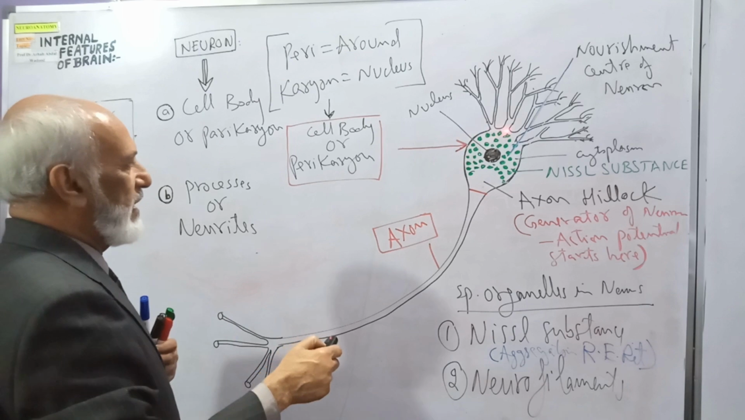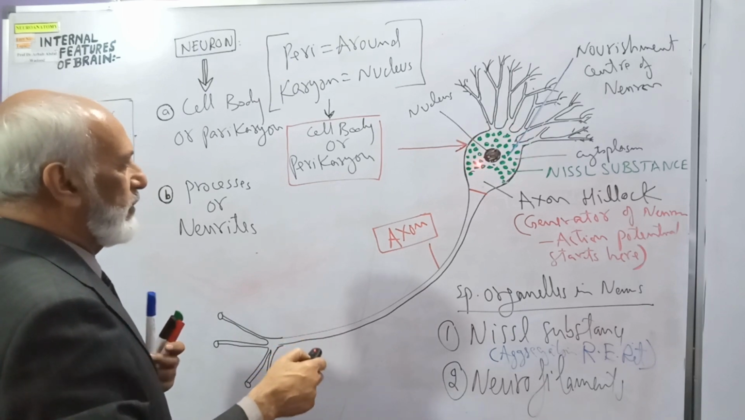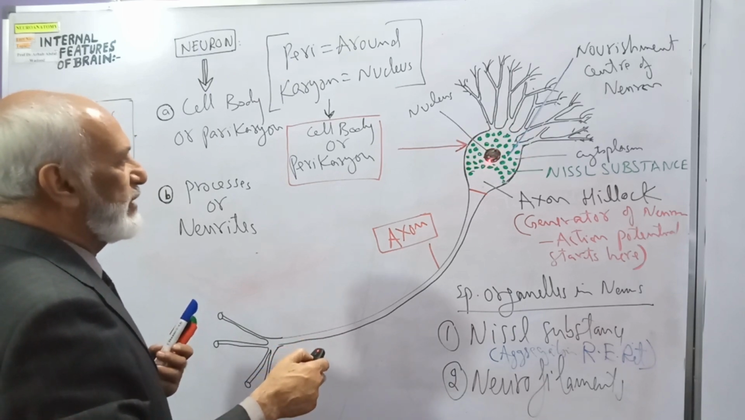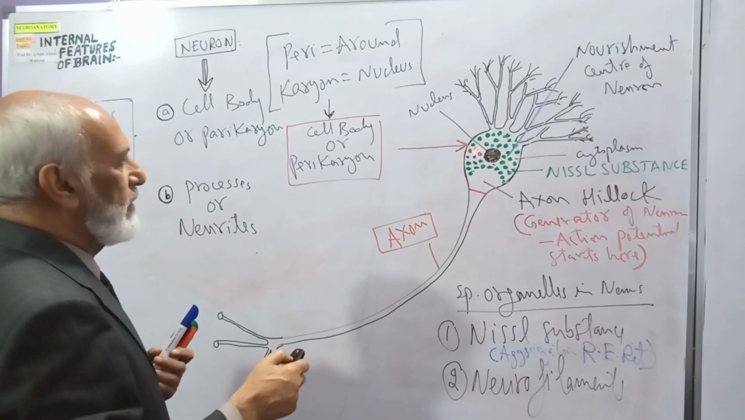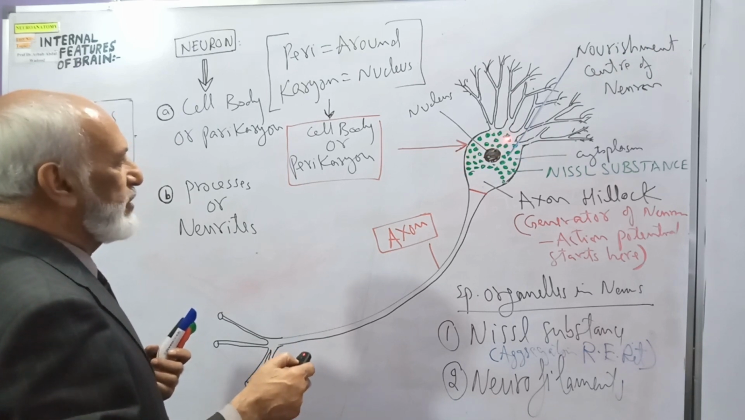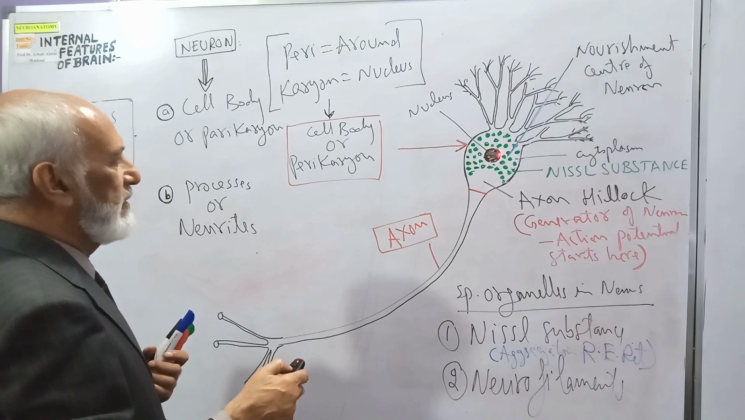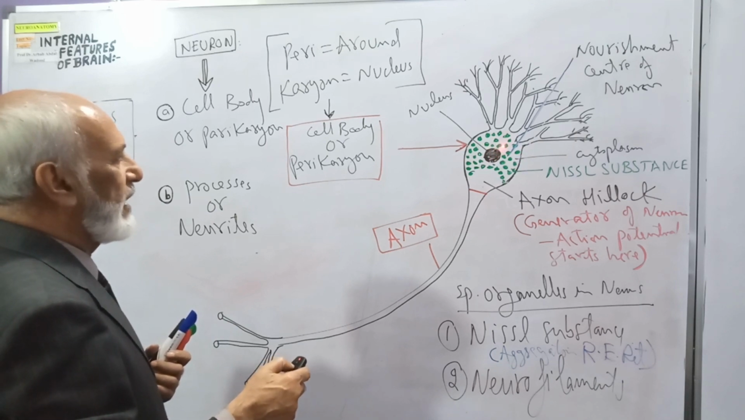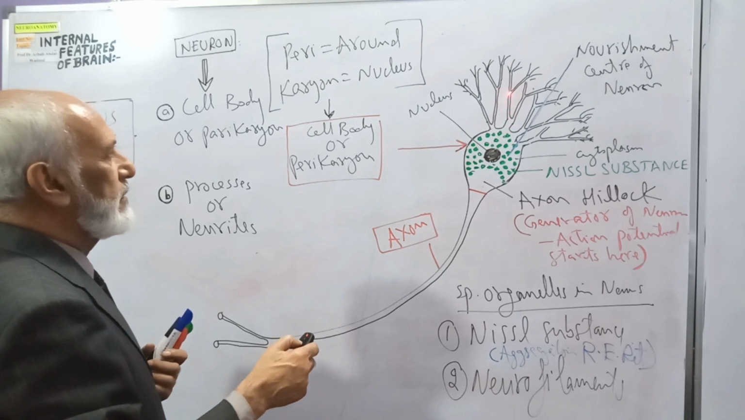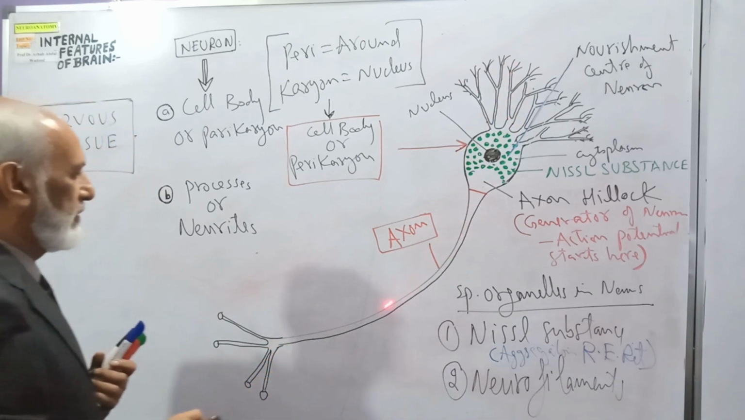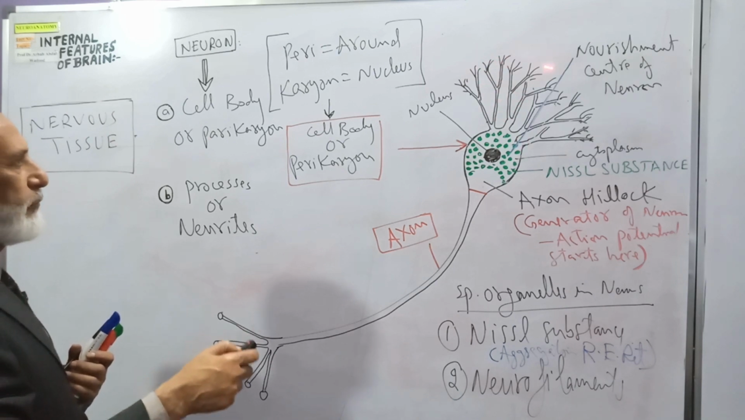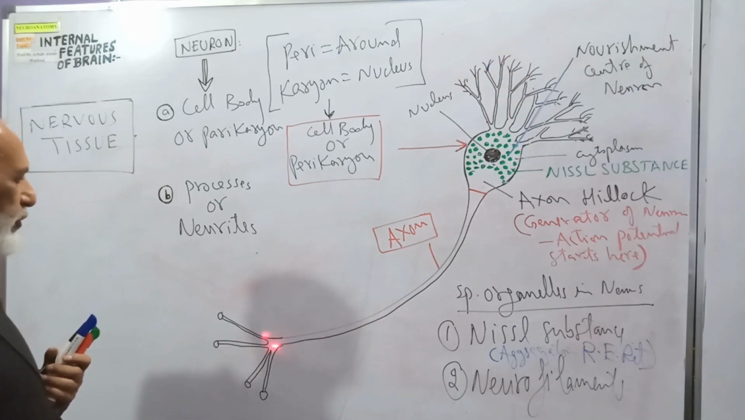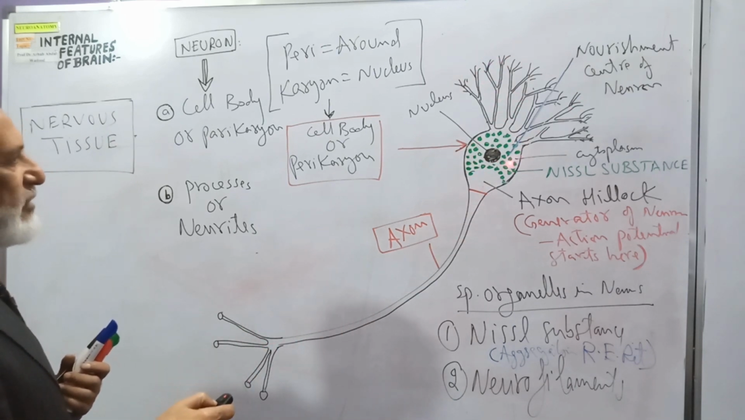This proximal part of the cell body of the neuron is considered the nourishment center of the neuron. It is occupied by Nissl substance. Why? All the nutrients are synthesized here. Then from this region they are supplied to the processes of the neuron. So the processes of the neurons receive nutrition from this part of the cell body.